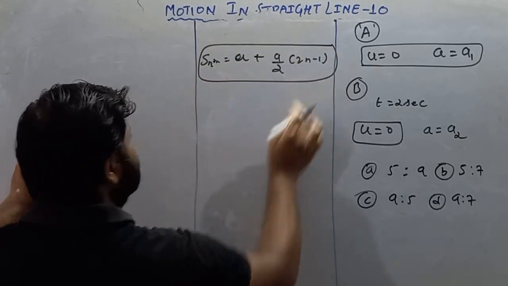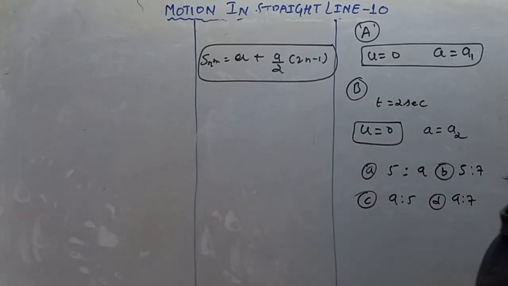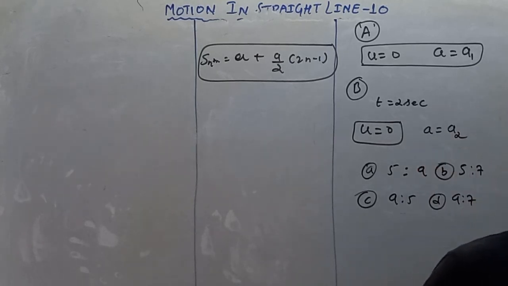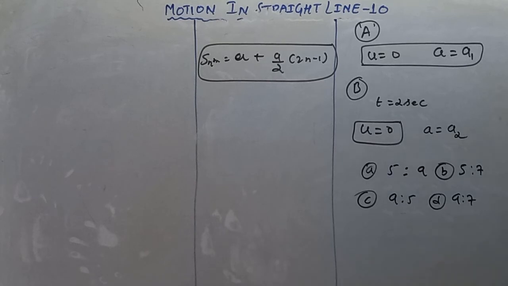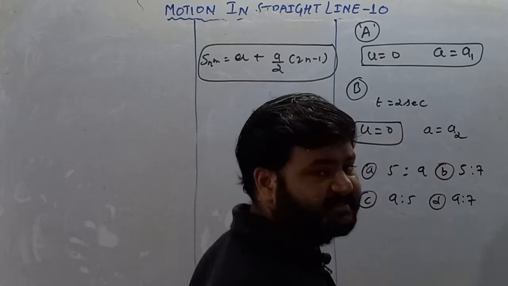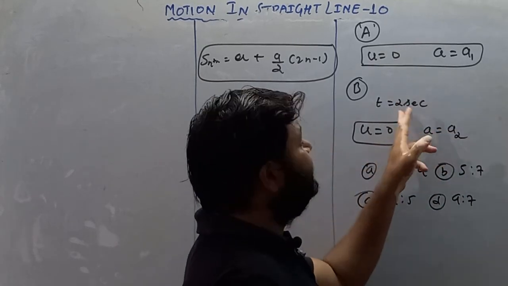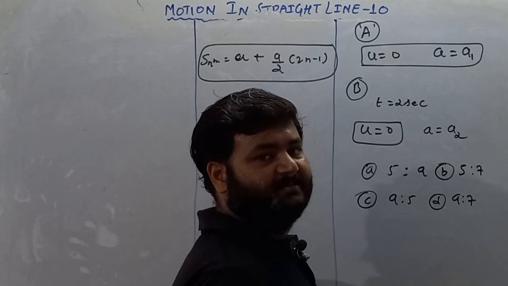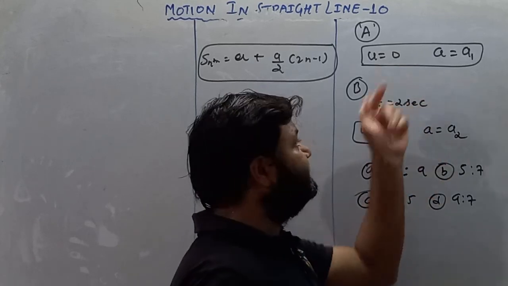Very simple question. So see, the statement says that the body A starts from rest. Initial velocity must be 0 with an acceleration a1. First A starts, after 2 seconds B starts. Another body B starts from rest with an acceleration a2. So B is also starting from rest, so its initial velocity is 0 and its acceleration is a2. After 2 seconds B starts its motion, my dear students.